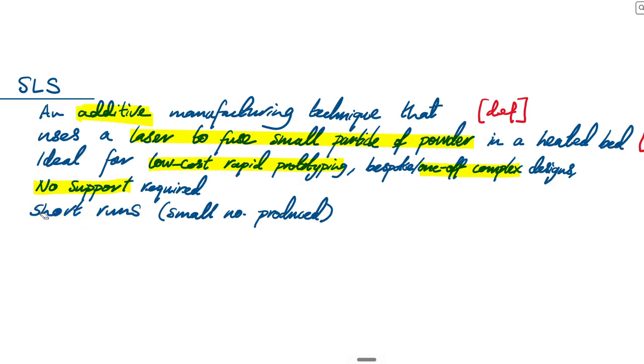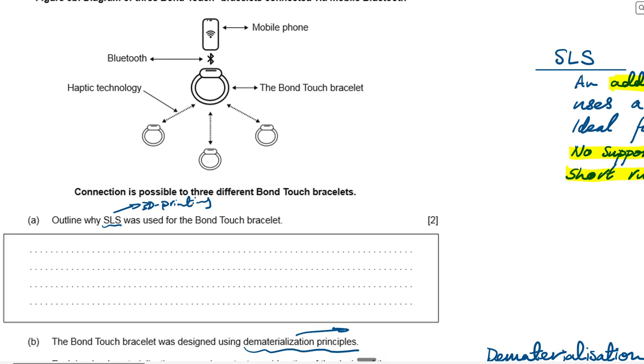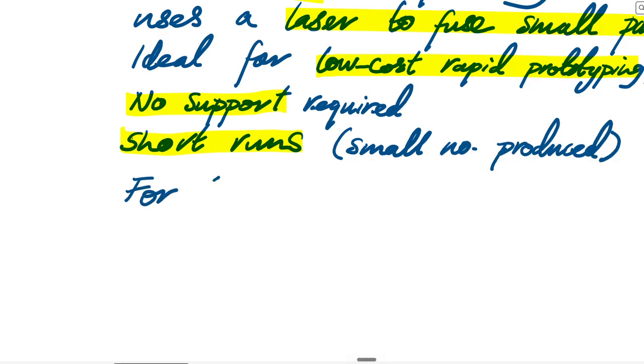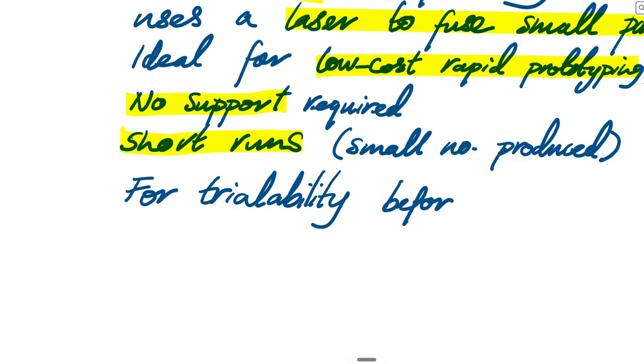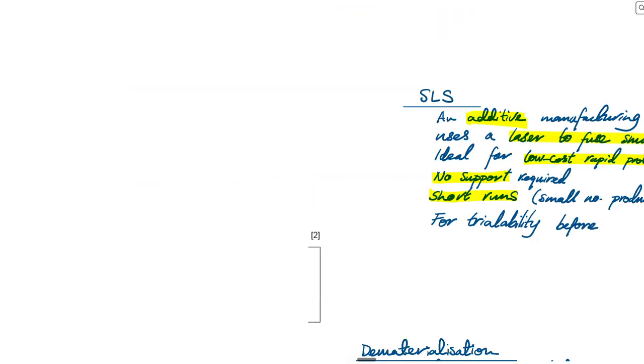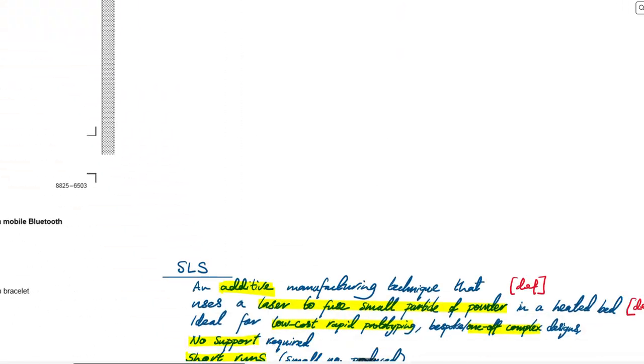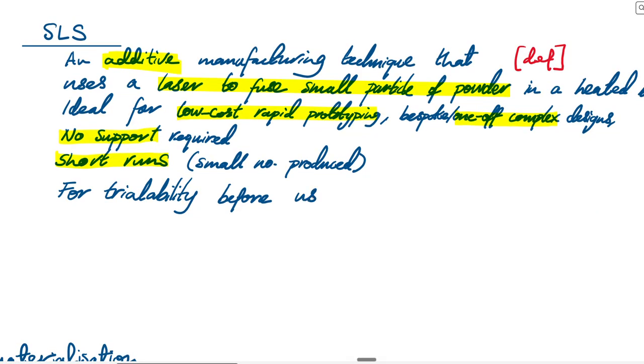So these are our advantages. Next is the application to the case study. Why did they want to use it for that bracelet? For trialability, right? Trialability. They said before and after use, right? Before use, and prototyping. So this is the application to the case study, and you'll get one more for that.